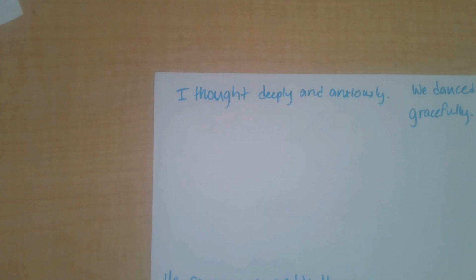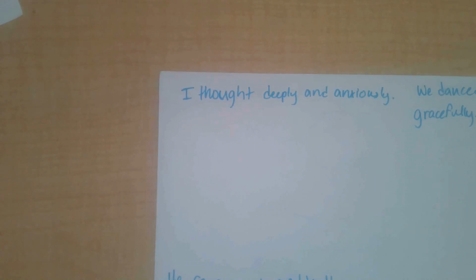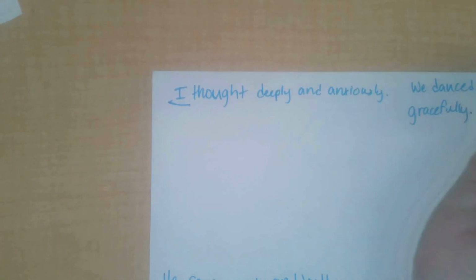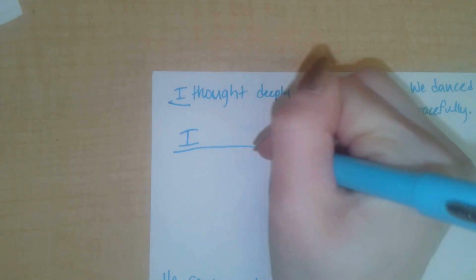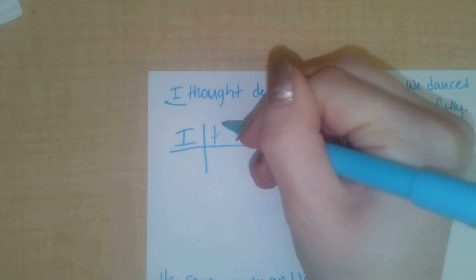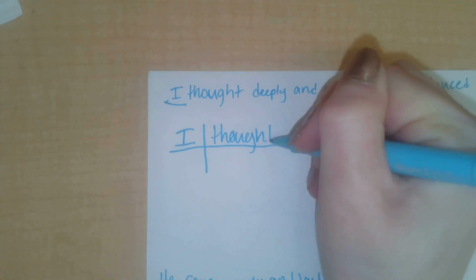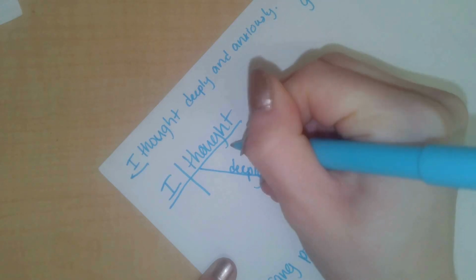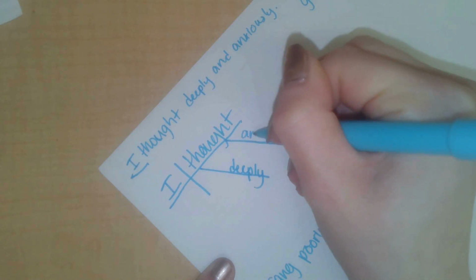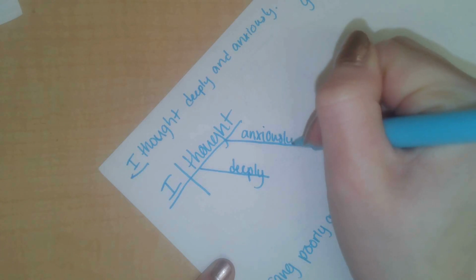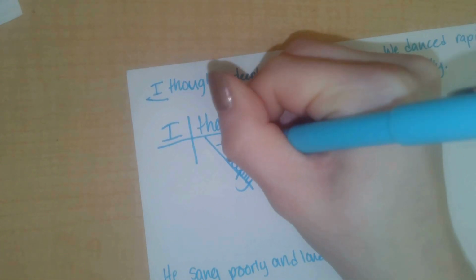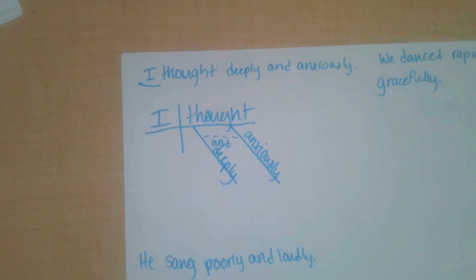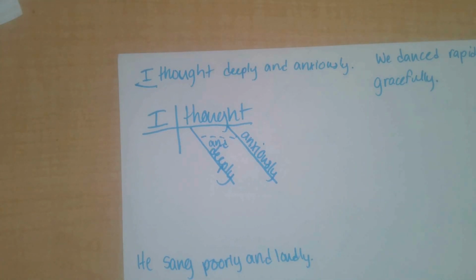Okay, so for the practices for conjunction or compound adverbs, I thought deeply and anxiously. Our first subject is I. I am the one that's doing something. Then what am I doing? I thought. How am I thinking? Deeply and anxiously. And we got to connect it with our conjunction.